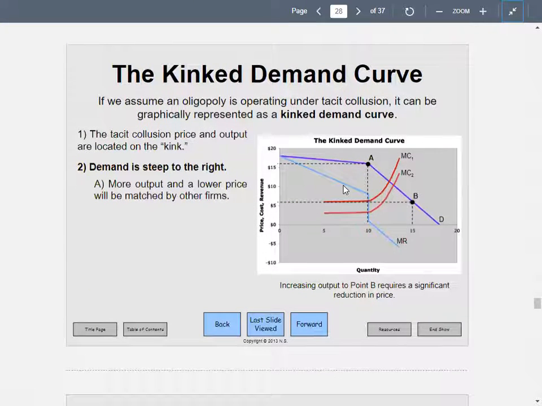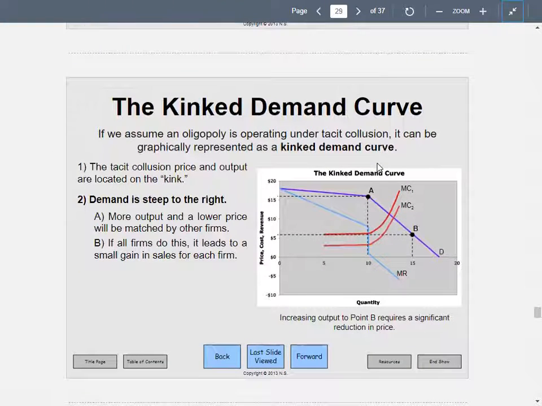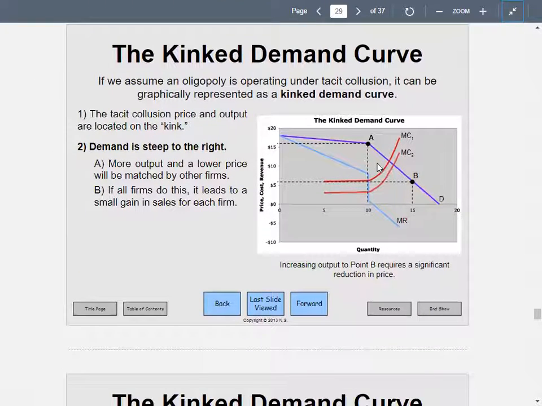Demand is steep to the right. More output and a lower price will be matched by other firms. And then if all firms do this, it leads to a small gain of sales for each firm, which is here.